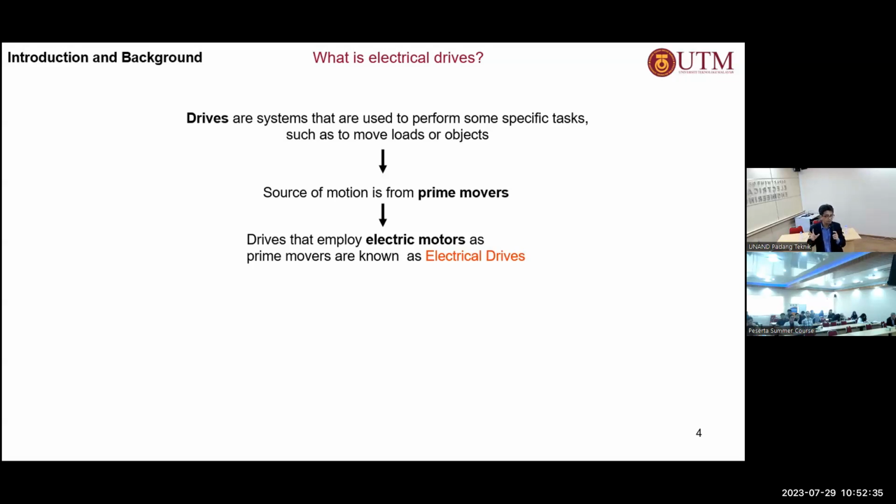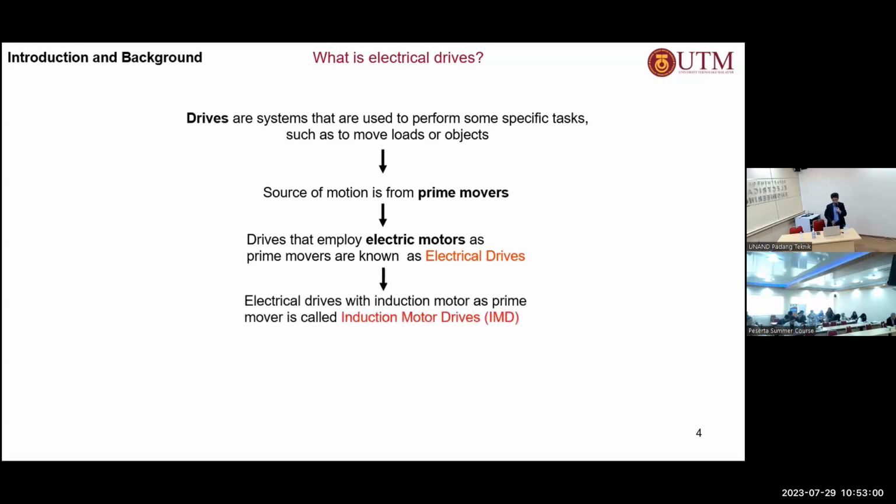Which means that the source of the motion doesn't have to come from an electrical drive. It can come from hydraulic drive systems, from a diesel engine and so on, right? All right. But if the prime mover source is an electric motor, which can be of many types, and what I'm going to be presenting here is just one type of motor, which is the induction motor, then we call it electrical drives, right? Which means that if the electrical motor is an induction motor, then that drive is what we call the induction motor drive.